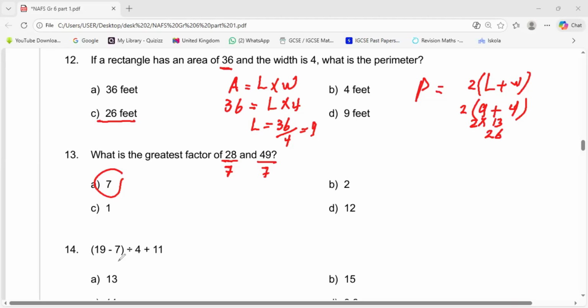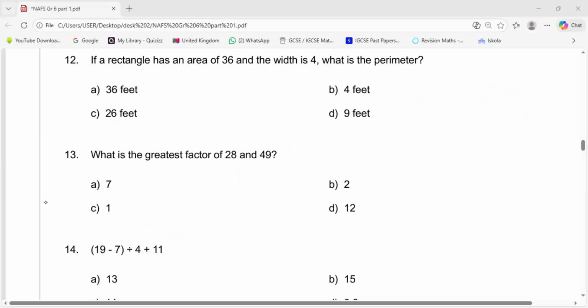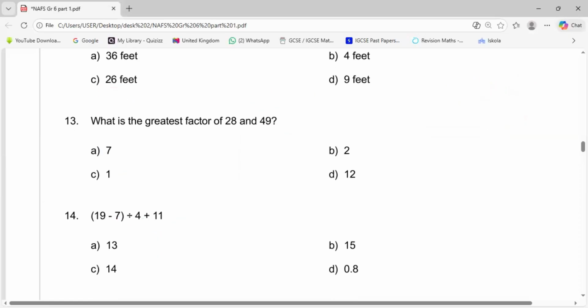Number 14, you know, order of operation. Bracket is the first, BIDMAS. Okay, BIDMAS, you know the order of operation. First we do the bracket, 19 minus 7, we get 12. 12 divided by 4, we get 3. 3 plus 11, we get 14. The final answer is 14. Here is the answer, 14.